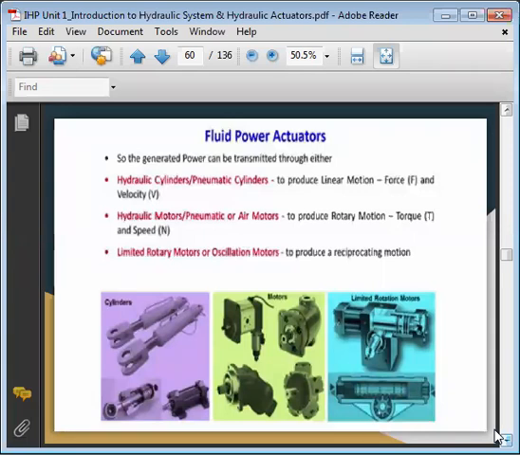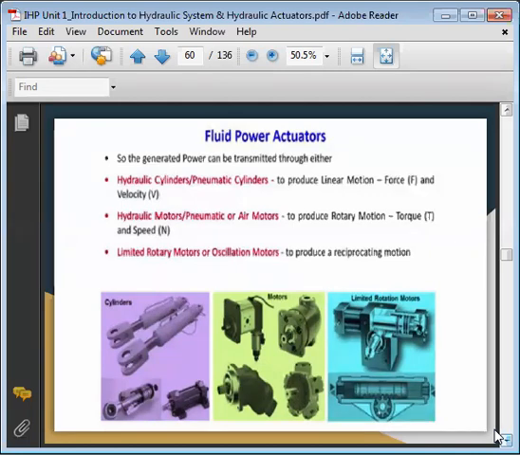In that case, torque is decided by the pressure energy of the fluid, your input pressure energy. And your speed, that means the angular velocity, is decided by your flow rate. Torque and speed.